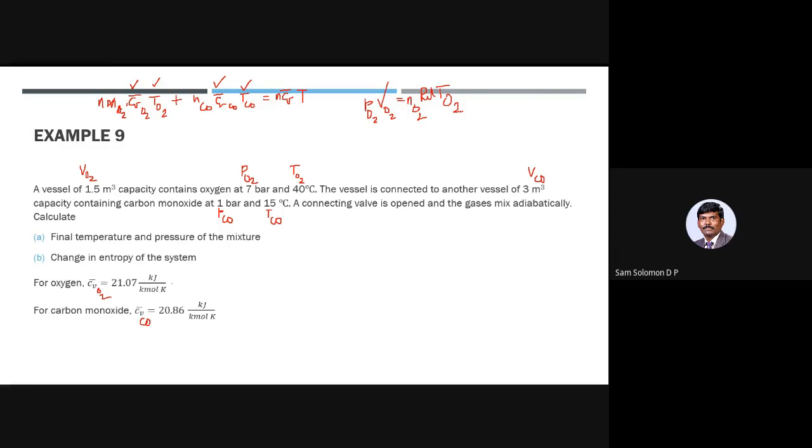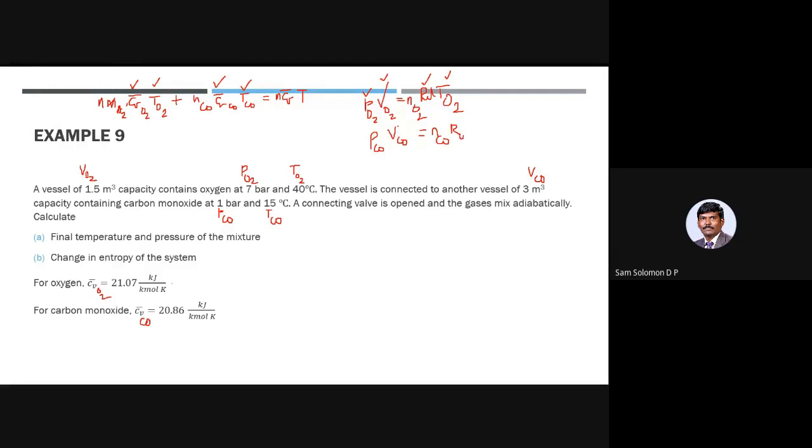Okay, so this pressure is given to us in the problem, this volume is given to us in the problem, this T of oxygen is given to us in the problem, Ru value is known to us, so it is possible to find out the value of N of O2. Similarly, you can write P of CO into V of CO is equal to N of CO multiplied by Ru into T of CO. In that case also, the pressure, volume, and temperature is given to us in the problem, and Ru value is known, so it is possible to find out the number of moles of carbon monoxide.